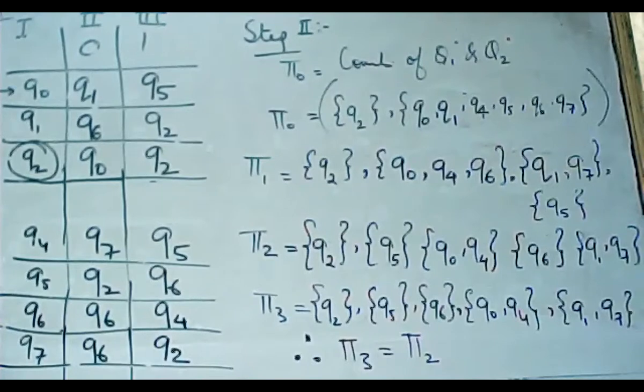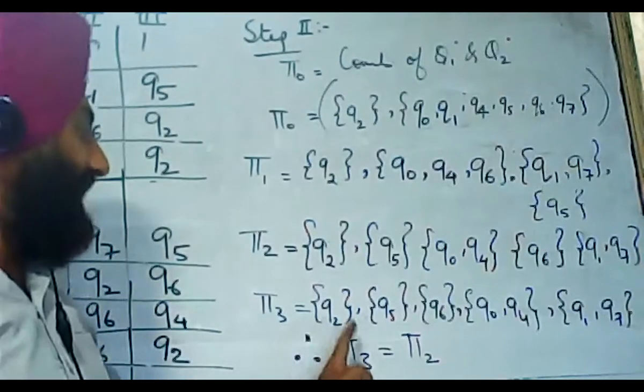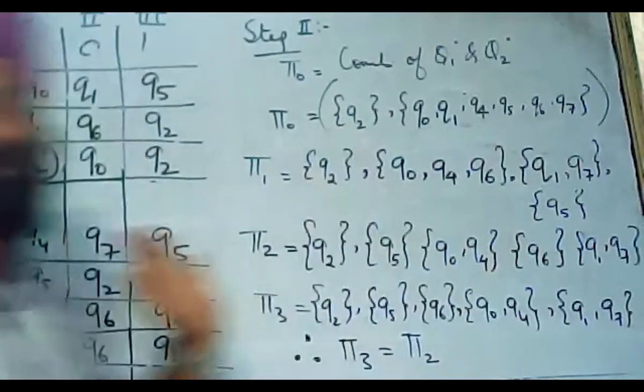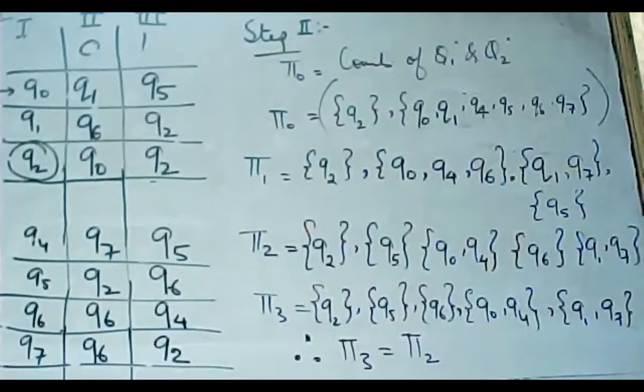So here you can clearly see that when we have started, we have 1, 2, 3, 4, 5, 6, 7. A total 7 states are there. But after minimization, now we have 1, 2, 3, 4, 5 states. So we have reduced 2 more states.